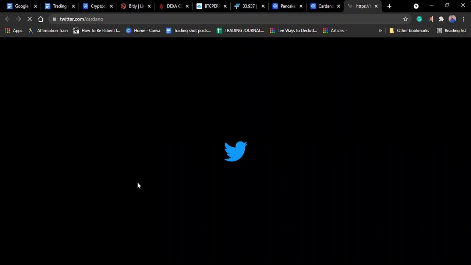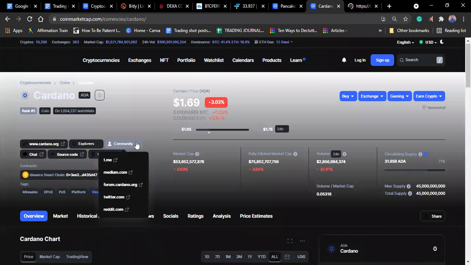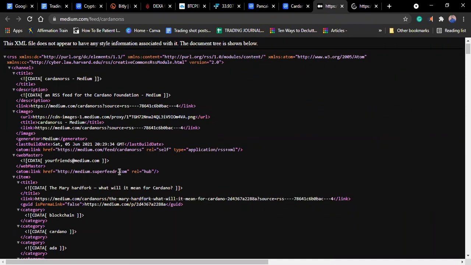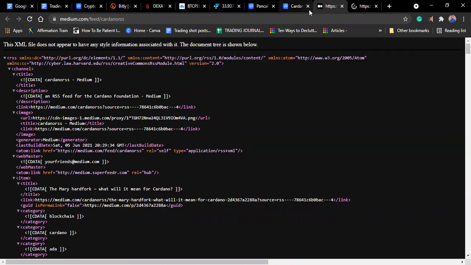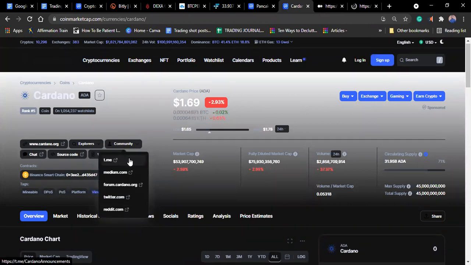Okay, Twitter has been banned in Nigeria. Sorry, my VPN is only on my phone, so I won't be able to see this. So let's go back. Let's go to another of their pages where you can read about them. Let's go to Medium. Okay, that link is a broken link. Let's go to another of their community pages. So these are some of the challenges you face.